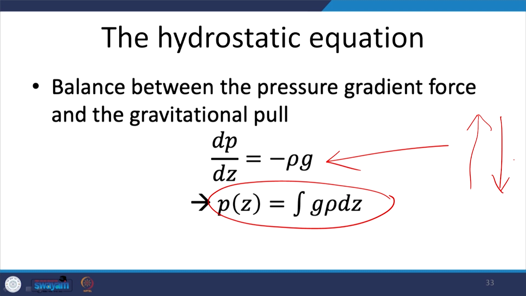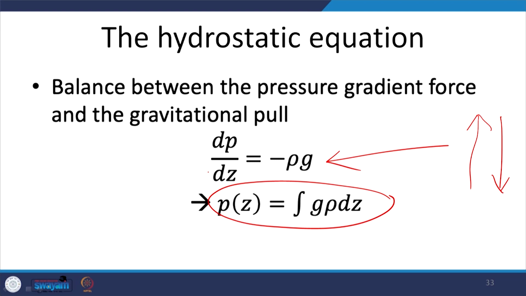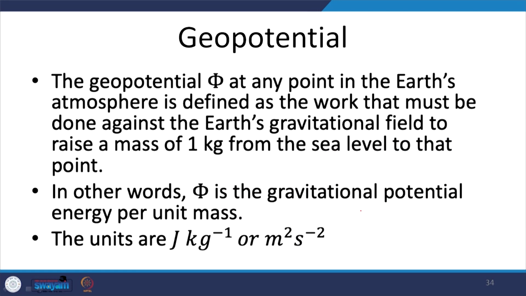The hydrostatic equation is written as dP by dz equals minus rho g. Z is the vertical coordinate, rho is the density, g is the gravity and p is the pressure. So, the rate at which the pressure changes with respect to height is equated with a negative sign to the product of density and gravity. As a consequence, the pressure at any given point z is equal to the integral of g rho dz, right. Now, g is actually a function of height, that means g varies as the height increases, but we can pull the g out of this integral and integrate rho versus dz. So, this is the basic hydrostatic equation which we will use.